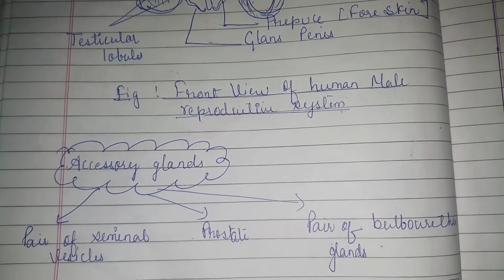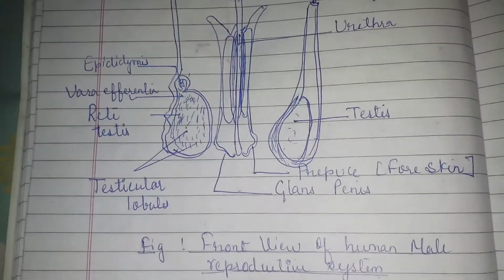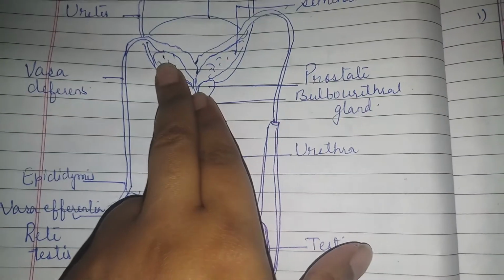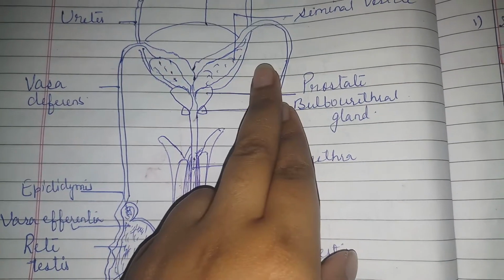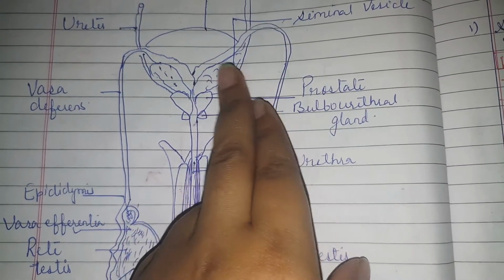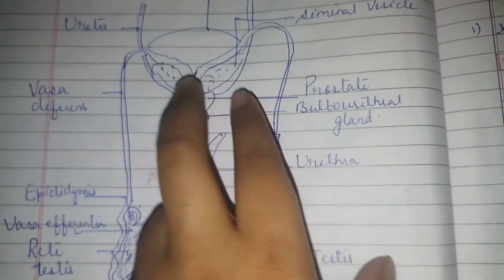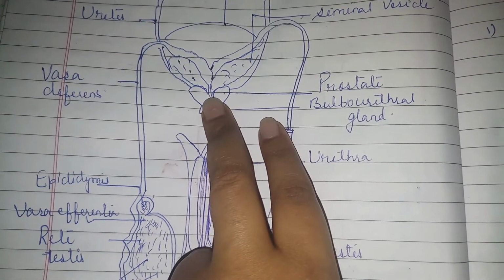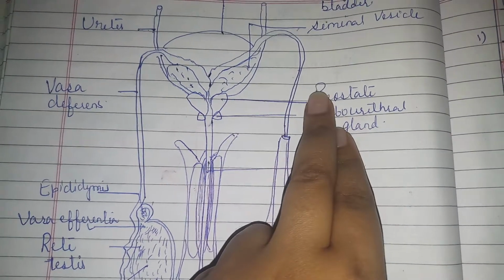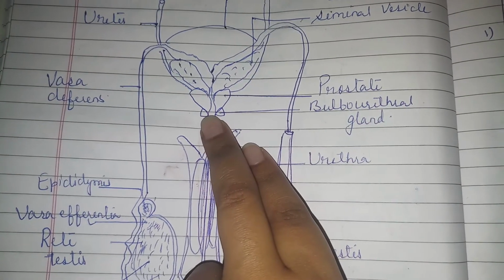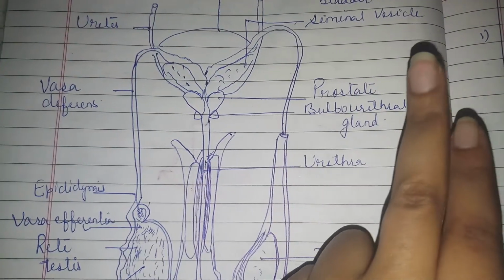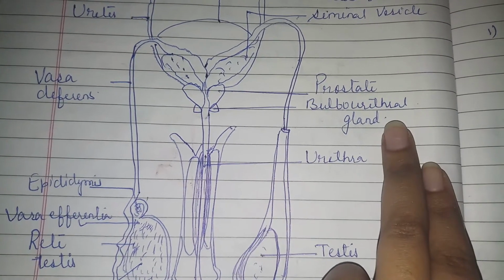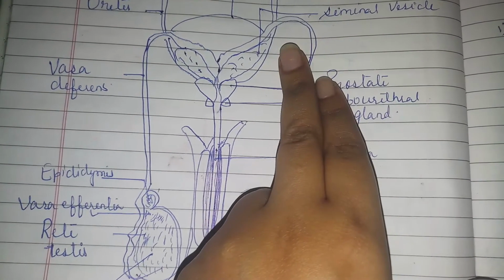These all three glands we have seen in the diagram of the frontal view of the male reproductive system. The pair of seminal vesicles are present here, and just below them there is the prostate gland, and below this prostate gland there is the bulbourethral gland.